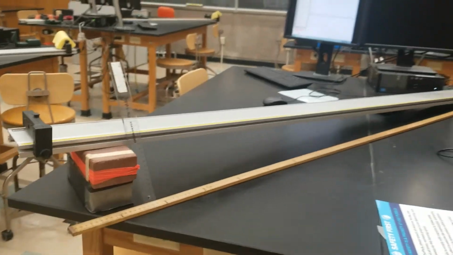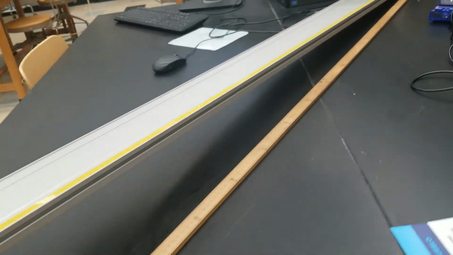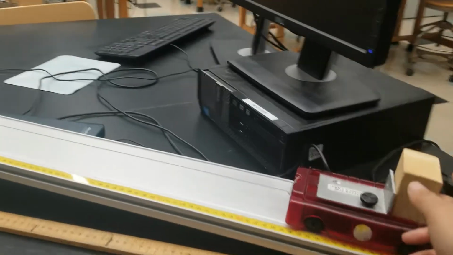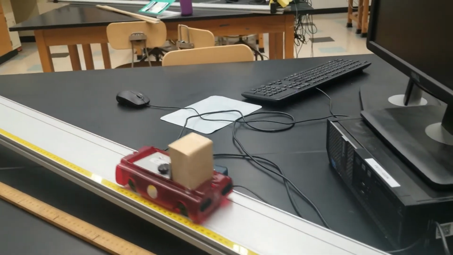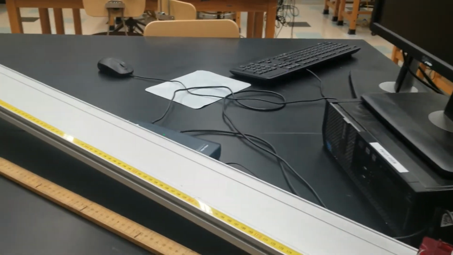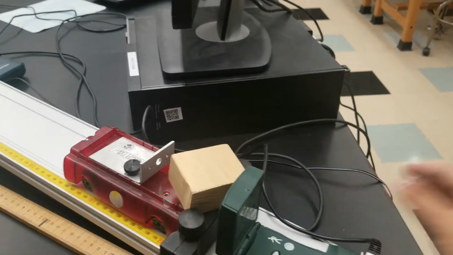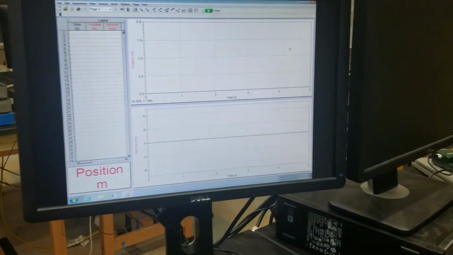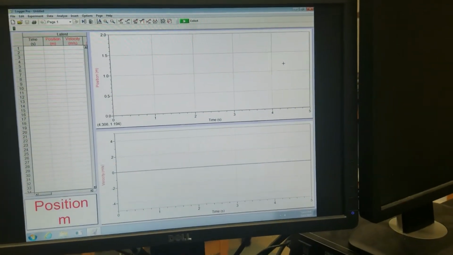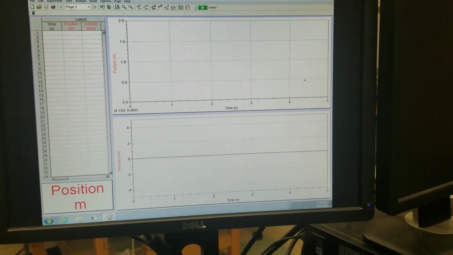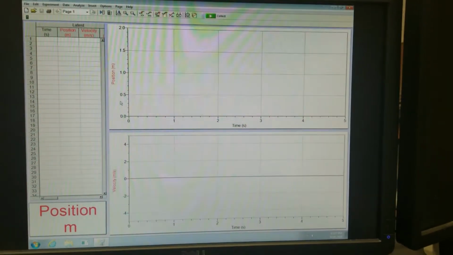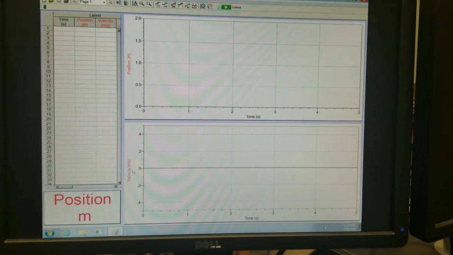This is the setup we will use. We have an incline, and we have a ruler, a meter stick. On this side we have a cart, and that's the motion of the cart. And we have a motion detector to detect the motion, connected to the LoggerPro. This is the computer program we will use, and there are 2 diagrams. One is the position versus time. The other one is the velocity versus time.